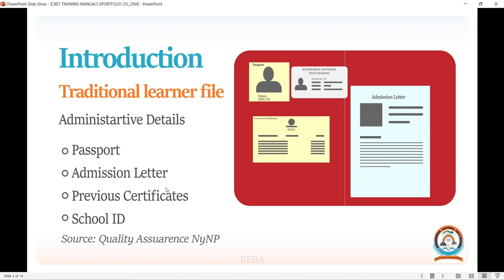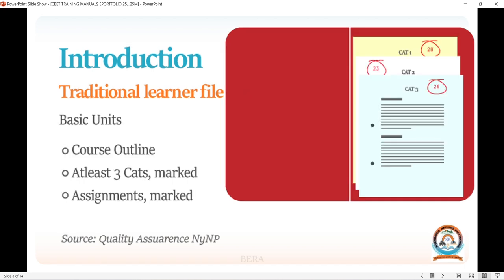And then previous certificates. This can include your secondary certificates and your primary certificates. If you are doing level 3, then the primary certificate is enough. But if you are doing level 4 or level 5, then the two documents, the primary certificate and the secondary certificate, are very important. And apart from that, you are supposed to provide your school ID. So those are the details which you file as administrative details. You can get more information from the quality assurance office.